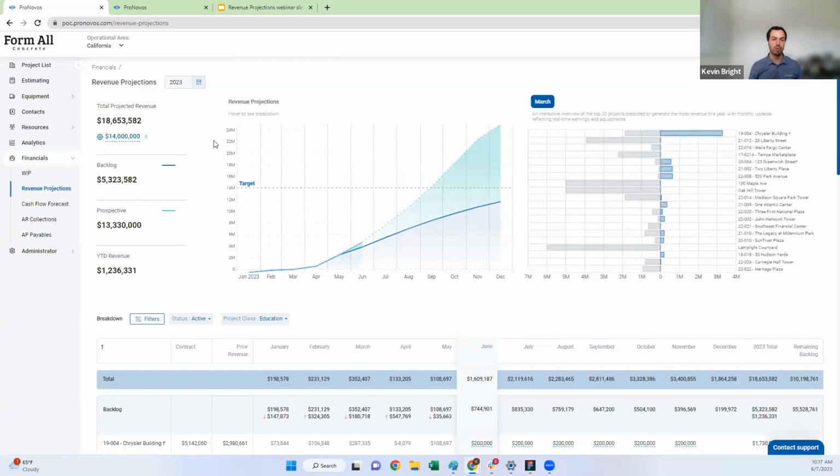Some people say, hey, I want to do a 20% growth year over year compared to what I did in the prior year. It really depends on how you want to approach your financial planning and how you want to come up with that target number there.